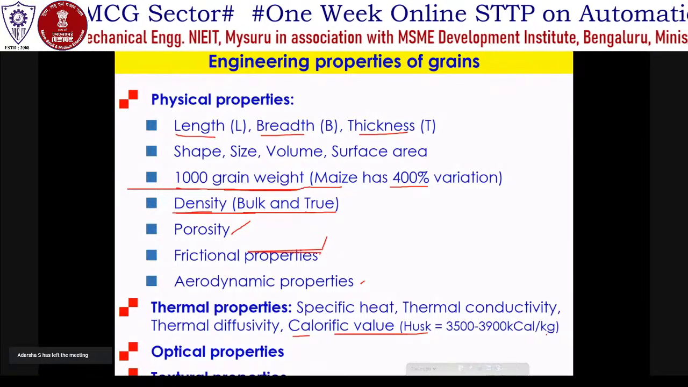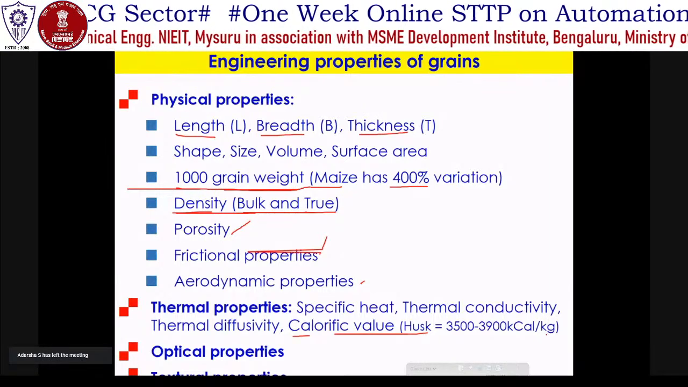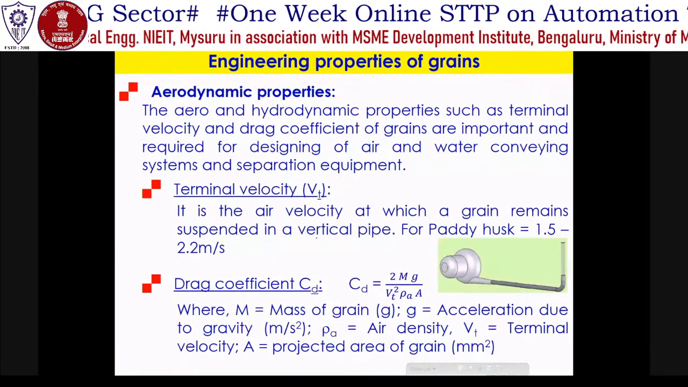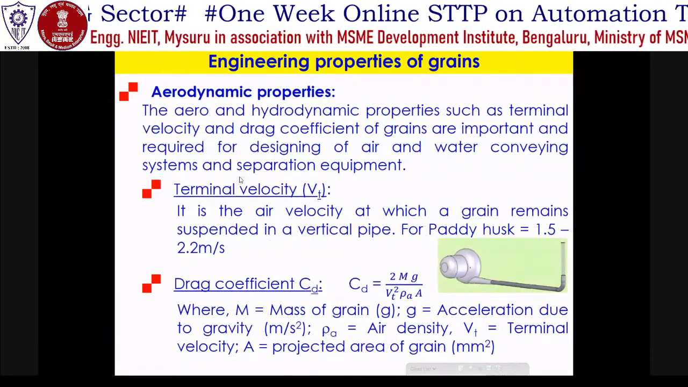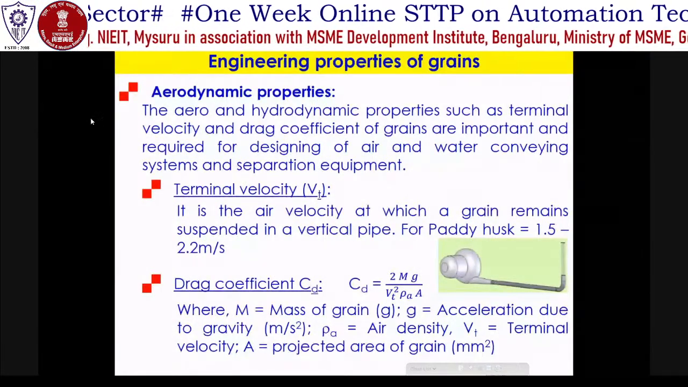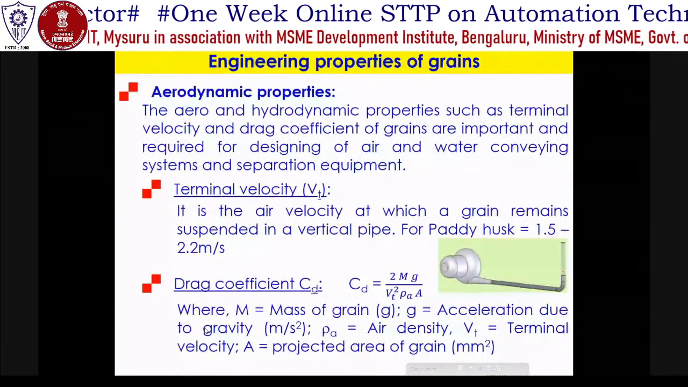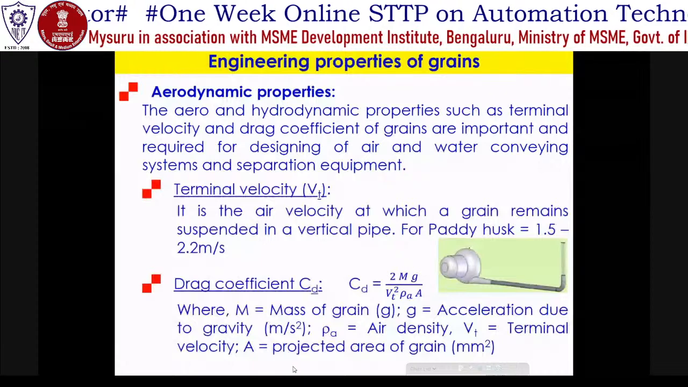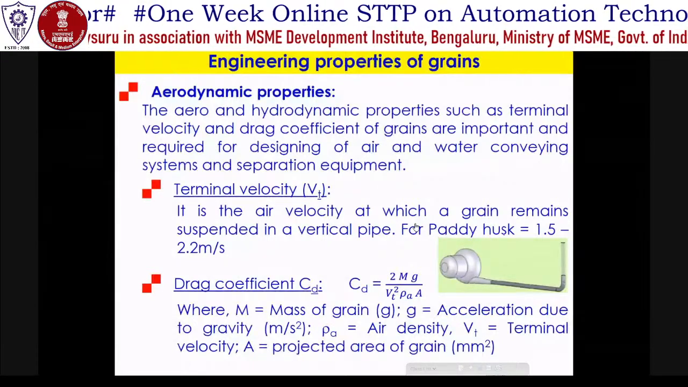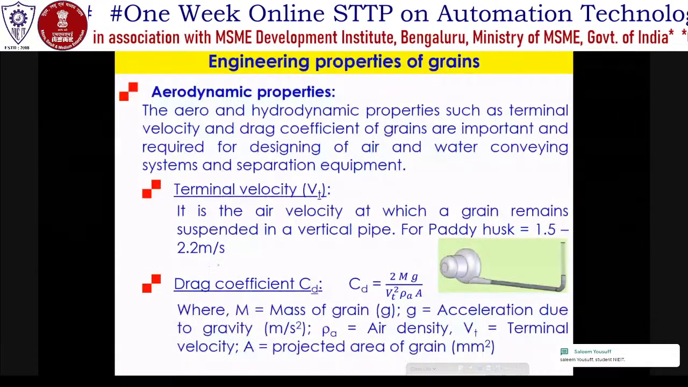So I need to know the terminal velocity. So what is terminal velocity? It is the velocity at which the grain remains suspended in a vertical pipe. So I put the grain here, I start increasing the speed of this blower, therefore the air passes through this, and then when it comes here, the air is trying to lift the grain. So it should be suspended. If I take paddy husk, the terminal velocity is something like 1.5 to 2.2 meters per second.